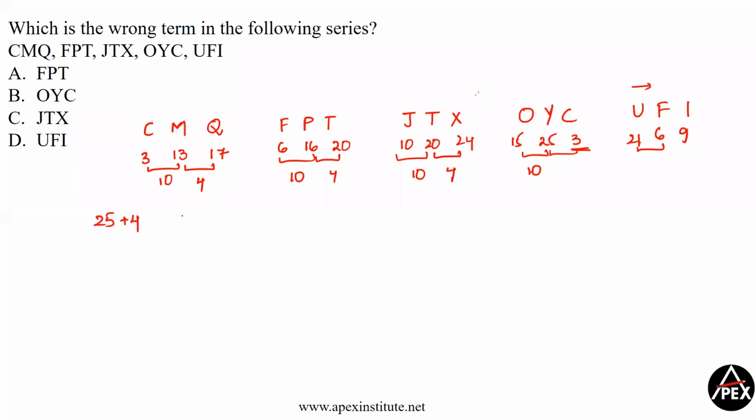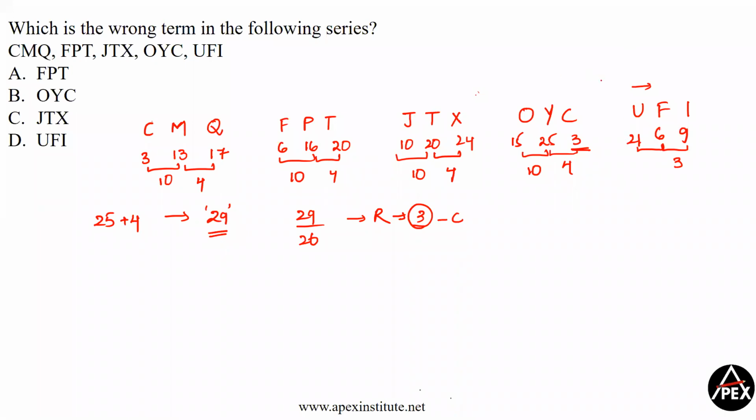25 plus 4 is 29, isn't it? Now let me find out what the 29th alphabet is in the alphabetical series. How will I do that? Divide 29 by 26 and find the remainder. The remainder is 3 and the alphabet corresponding to 3 is C. So this is also valid here. If I see here, the difference is 3. So now I can say that UFI is the wrong term in this series.